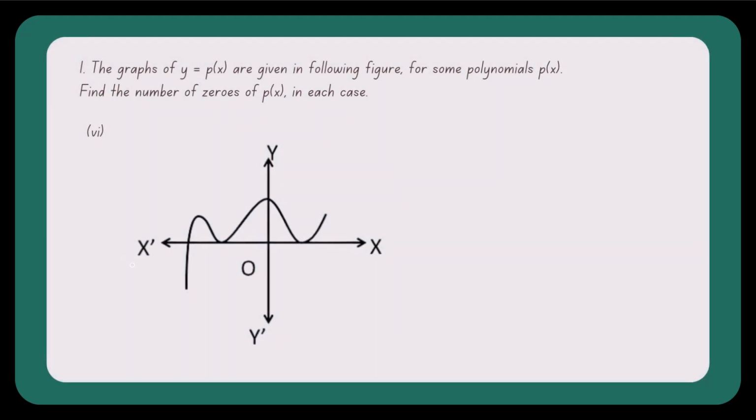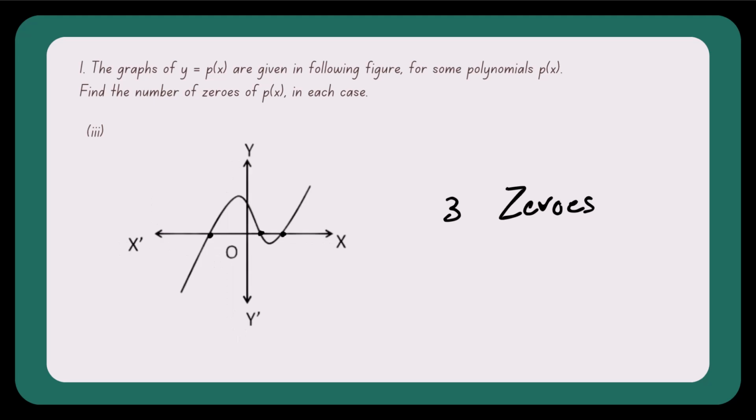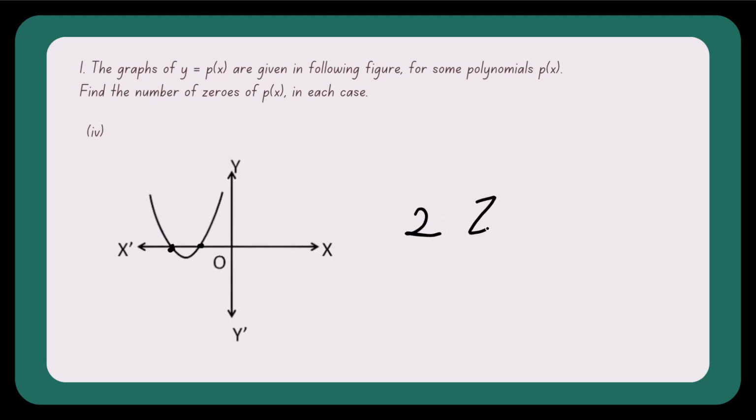What about here? We have 1, 2, 3 zeros, right? So you have to write down how many zeros are there and what is the reason, right? You have to always write what is the reason, right? How many zeros? So 2 zeros. What is the reason? It is the graph line p of x is touching the x-axis at 2 distinct points. So there are 2 zeros, right?